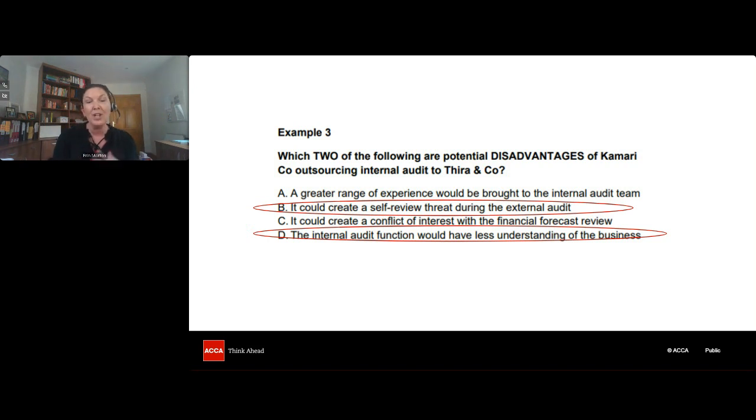So that's another disadvantage. A greater range of experience, well, that's an advantage for an internal audit team, so I wouldn't say that's a disadvantage.